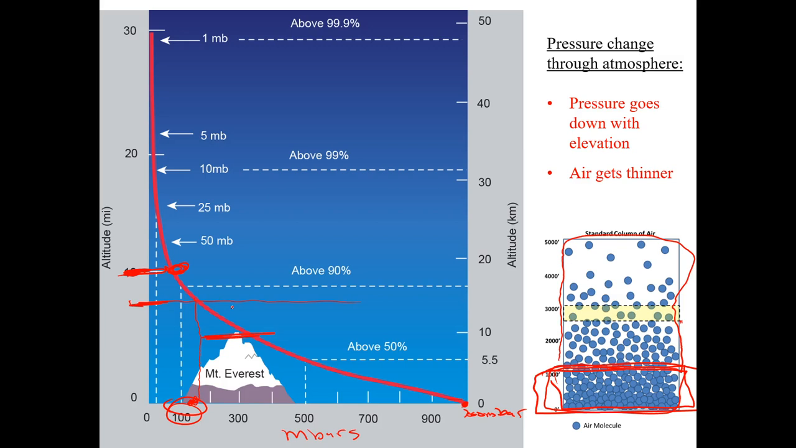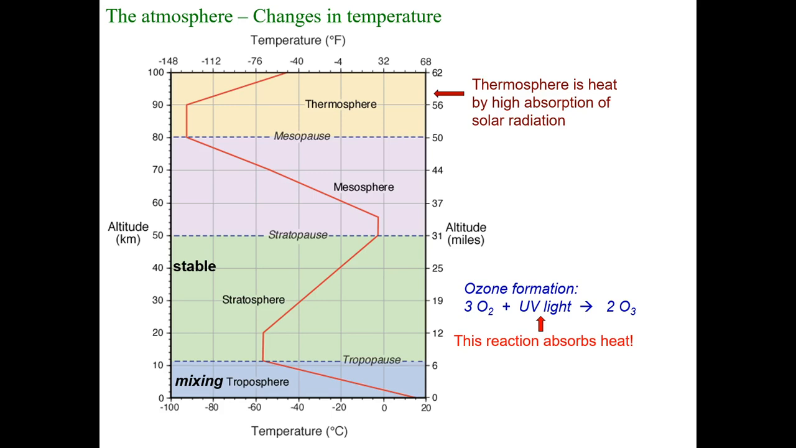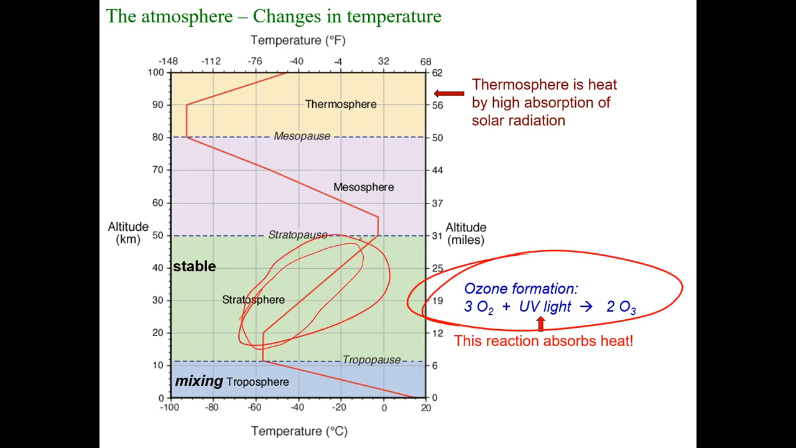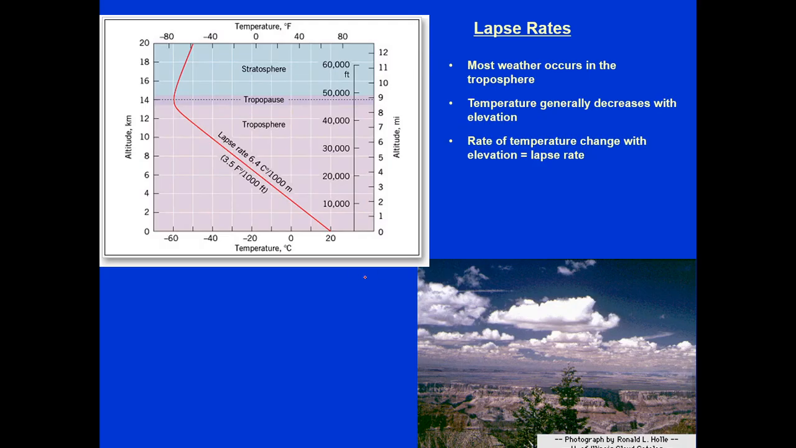Altitude goes up, pressure goes down. Altitude goes up, density goes down. Altitude goes up in the troposphere, temperature goes down. So you should know all those different relationships. Again, it's that formation of UV light that absorbs all the energy that causes there to be a temperature increase in the stratosphere.